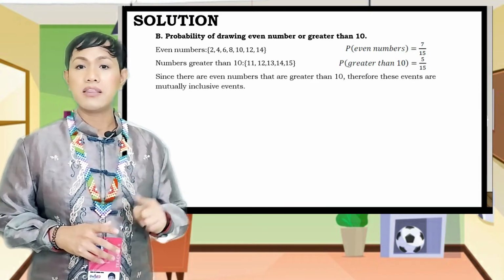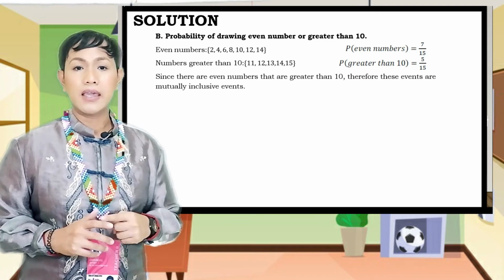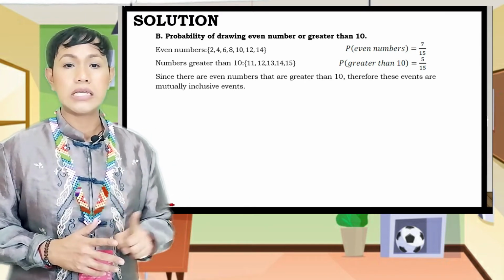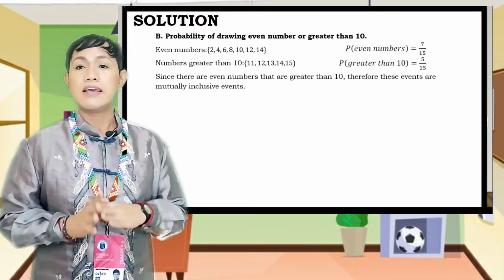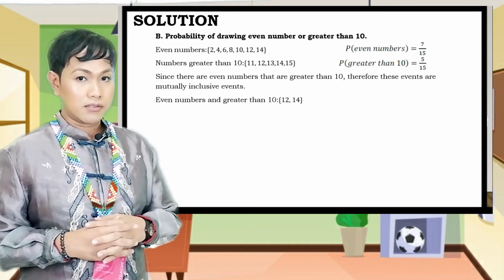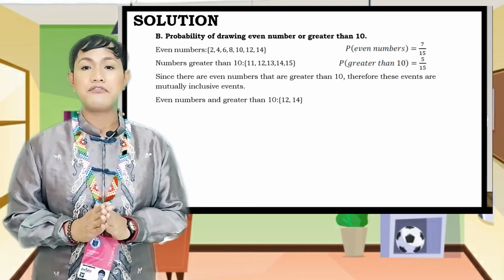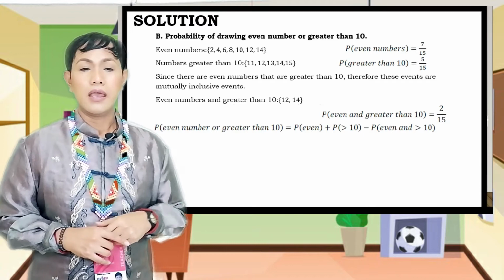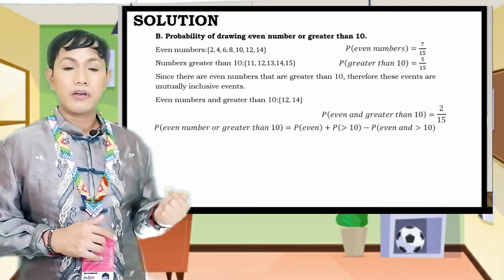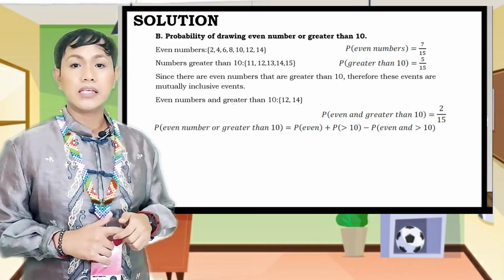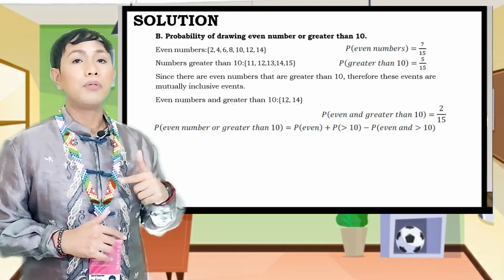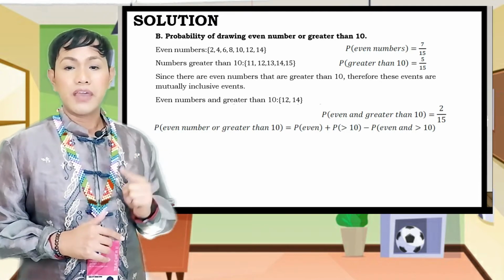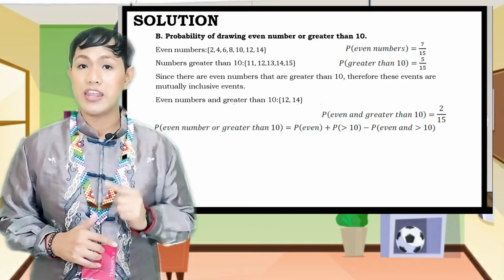Since there are even numbers that are greater than 10, we say that these events are what we call inclusive events or non-mutually exclusive events. Even numbers that are greater than 10 are 12 and 14, isn't it? So the probability of getting an even number and a number greater than 10 is equal to 2 over 15. Hence, the probability of getting an even number or greater than 10 is equal to the probability of getting an even number plus the probability of getting a number greater than 10 minus the probability of getting an even number and at the same time greater than 10.